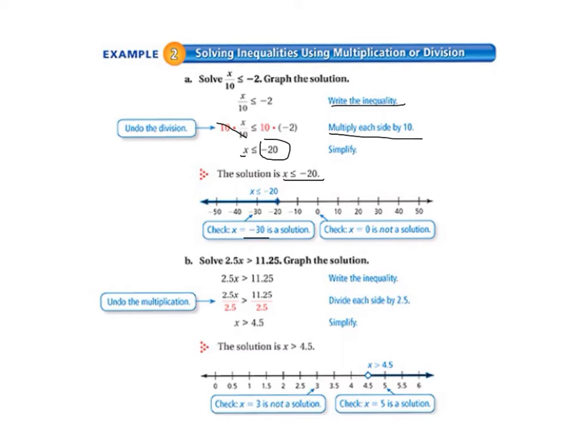Letter B is solve 2.5x greater than 11.25 and graph the solution. So we write the inequality and we undo the multiplication by dividing each side by 2.5. The 2.5's on the left go away, and when we divide, we have x greater than 4.5. So the solution is x is greater than 4.5. So we graph our solution, and it's right there.